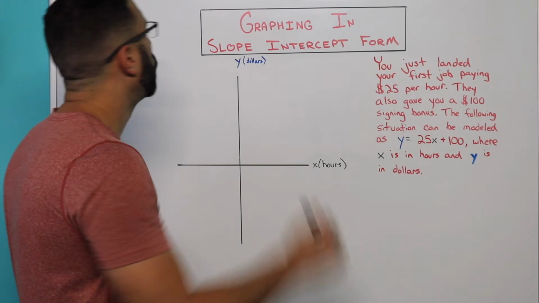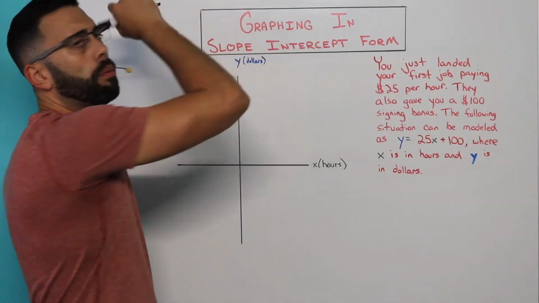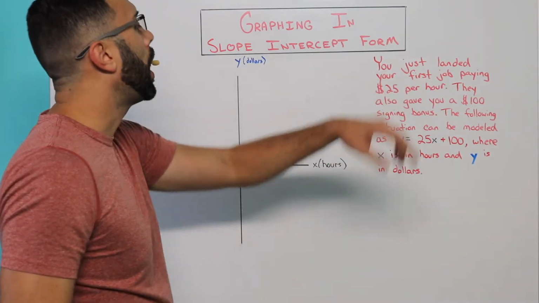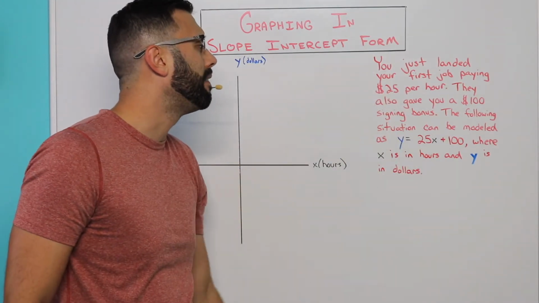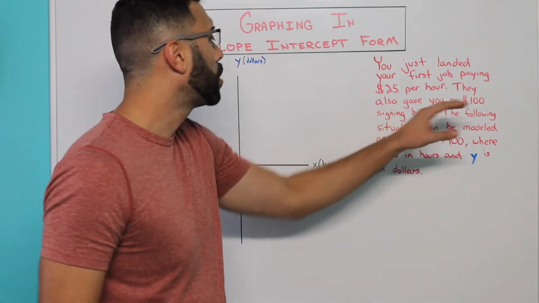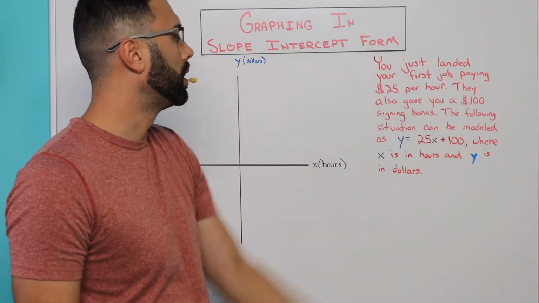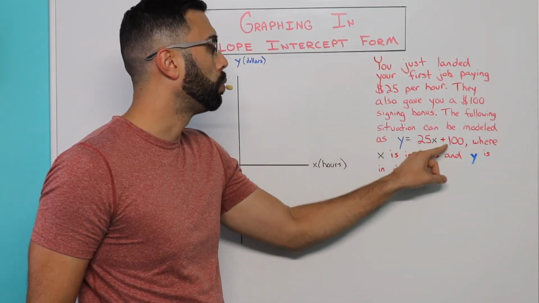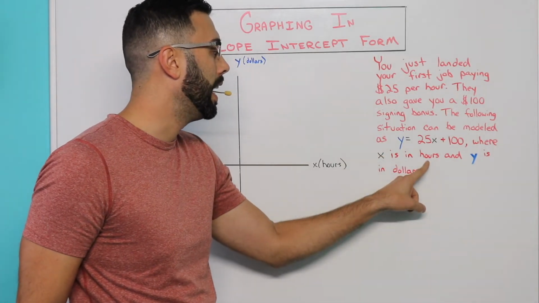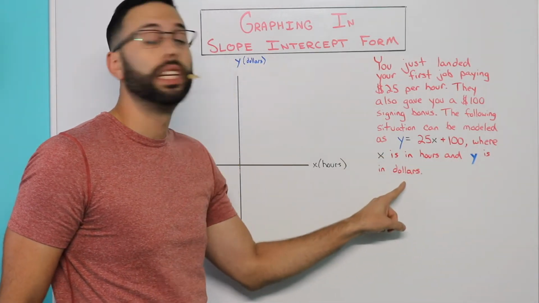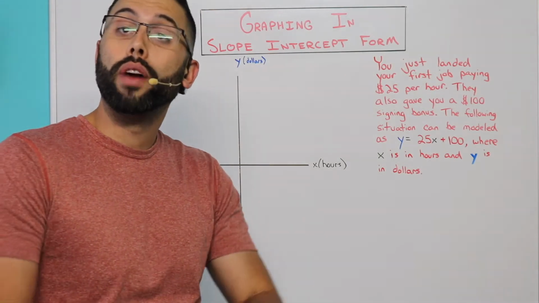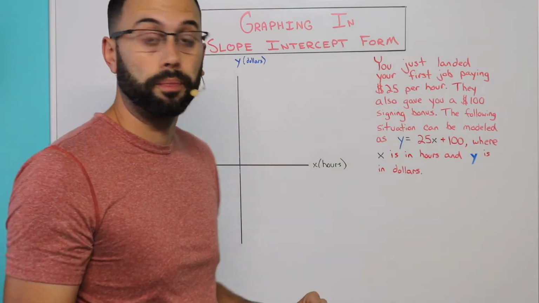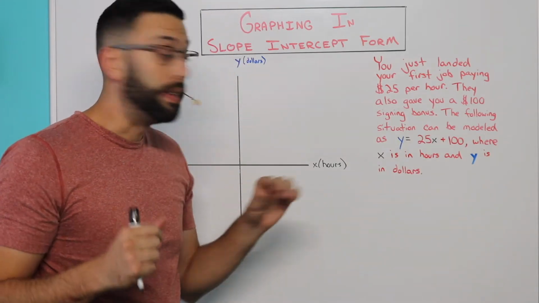In this video, we're going to graph in slope-intercept form. I don't know a better way to bring that up than a real-life example. So you just landed your first paying job, paying $25 per hour. They also gave you a $100 signing bonus. The situation can be modeled as y equals 25x plus 100, where x is in hours and y is in dollars. In this video, I'm not going over how to model, I'm going over how to graph the model. So, how to graph this model right here.